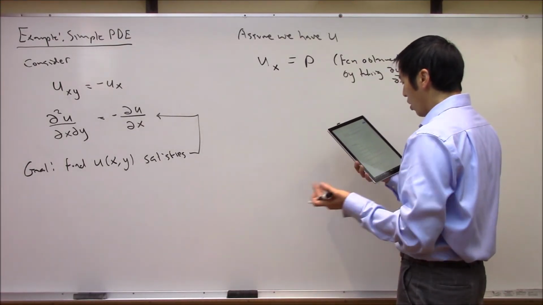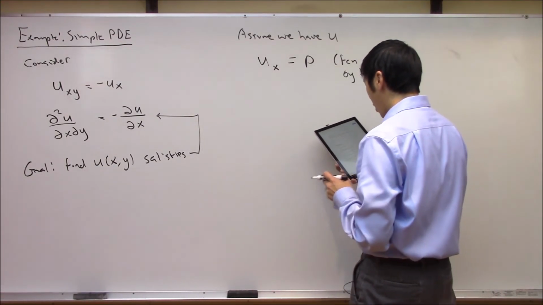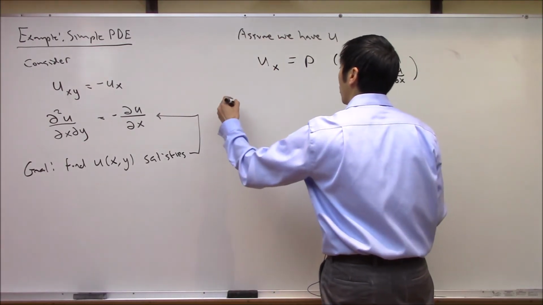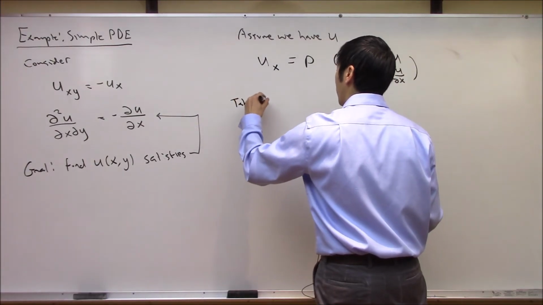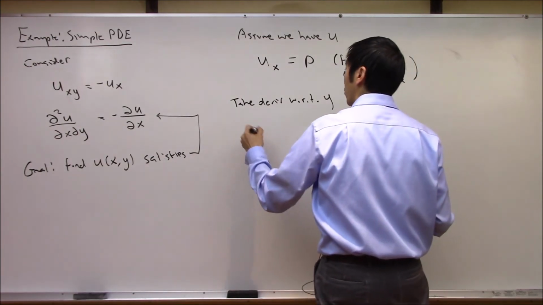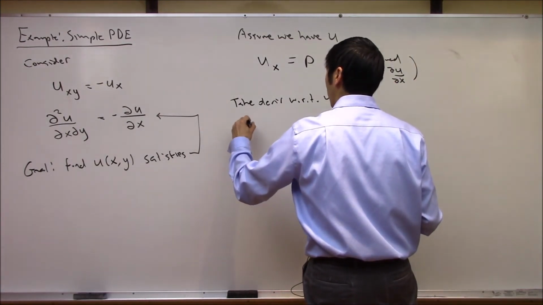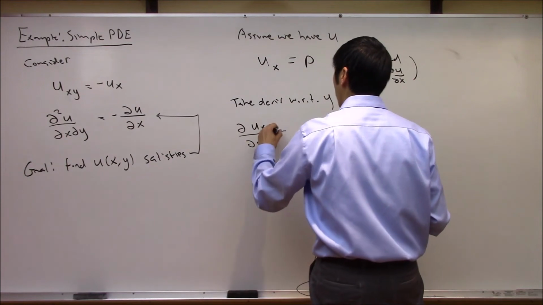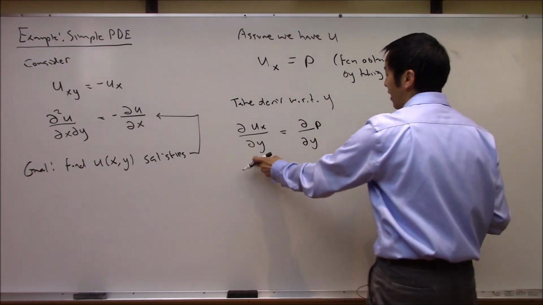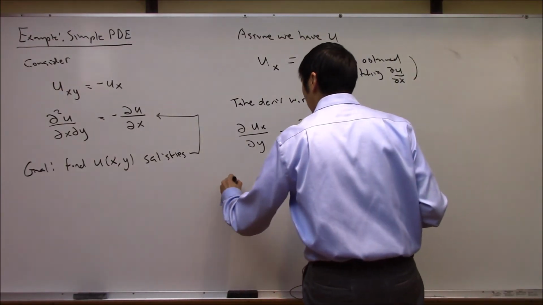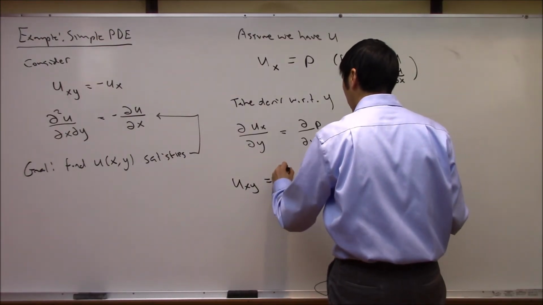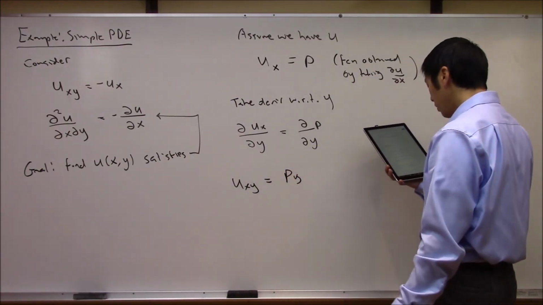All right, let's now take the derivative of both sides with respect to y. So take the derivative with respect to y next. In other words, I'm going to calculate the partial of u_x with respect to y is equal to the partial with respect to y of p. So again, left-hand side, shorthand notation, I could write this as u_xy, that's the same thing. And I could write shorthand notation of the right side as just p sub y.